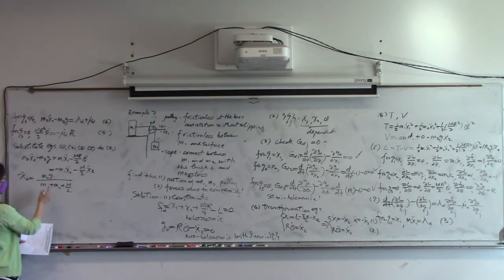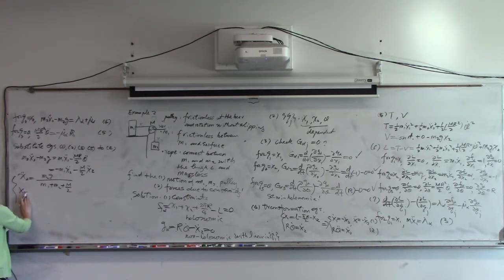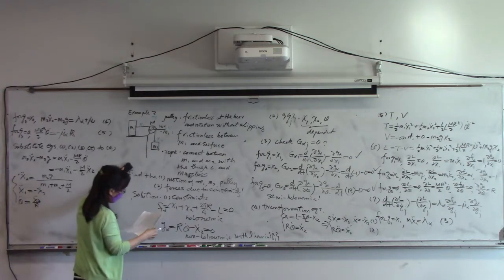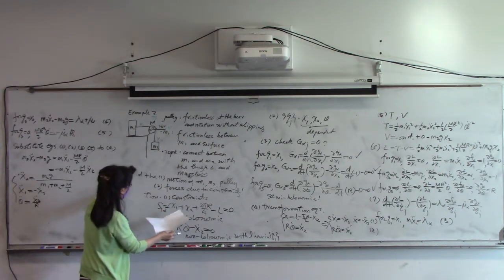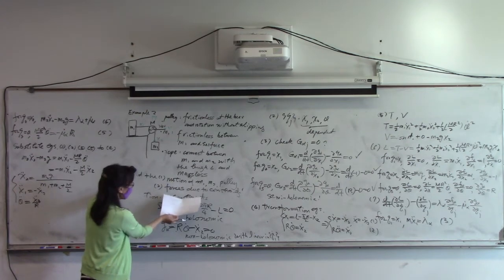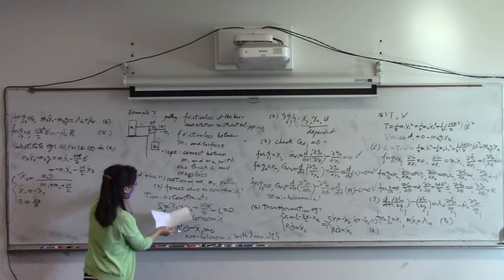And then, okay, the others are easy, so you just use them. So now we have the result: x1 double dot is negative x2 double dot, so you just fix the sign. Theta double dot, you just use that equation, it is r x2 double dot, right? Just very easy. So we get the equations of motion. Now I think we finished this one. So now we go to the next one.